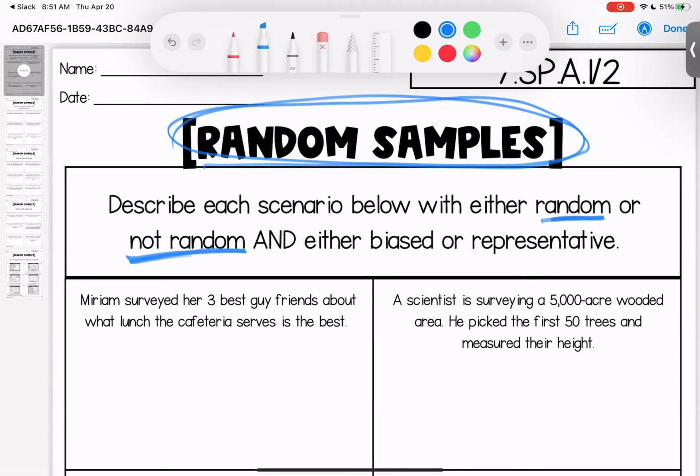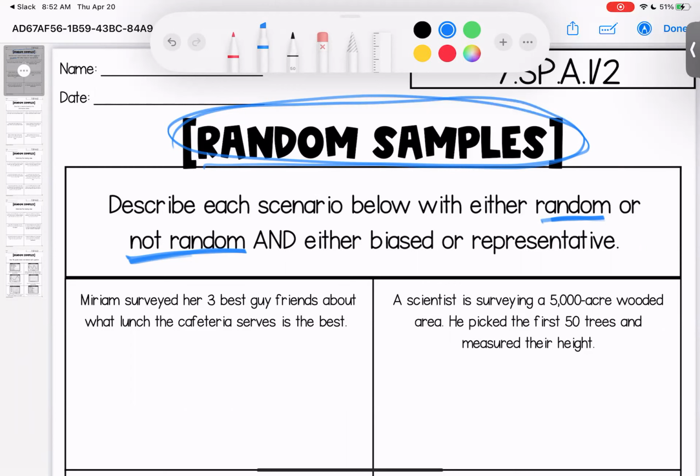Random meaning I'm just picking from a group of people that don't have a relation to each other, right? They're not friends. They're not coming out of a movie theater. Just a good example of the general population. Not random would be asking my best friends, asking people that I know, going to the movie theater and asking people there if they like movies. It's not going to be random. We're seeking out people that are going to lean our data one way or the other.